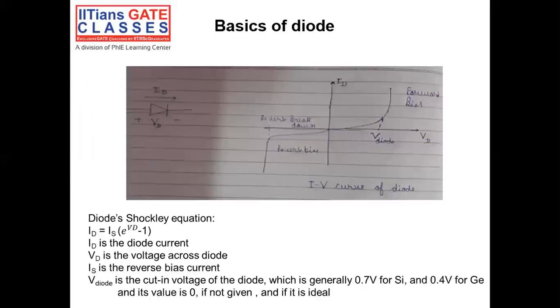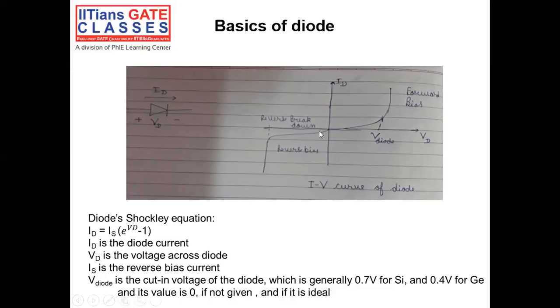Most of you must be knowing the basics of diode, how it works. On the left hand side, this is the schematic of the diode. This positive terminal is called the anode and this negative terminal is called the cathode. How diode works: when the positive terminal potential becomes more than the negative terminal potential by the cut-in voltage, then the diode turns on and the current flows through it.